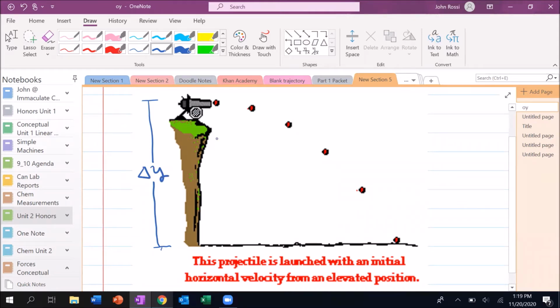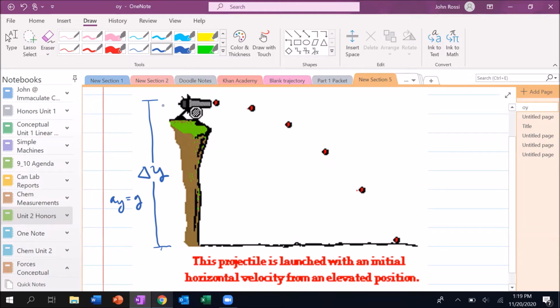Something that we remember is that the x and the y are independent of one another in projectile motion. So what happens in the y is it is accelerating as it goes down. That acceleration in the y is going to be constant, and that's going to be little g.